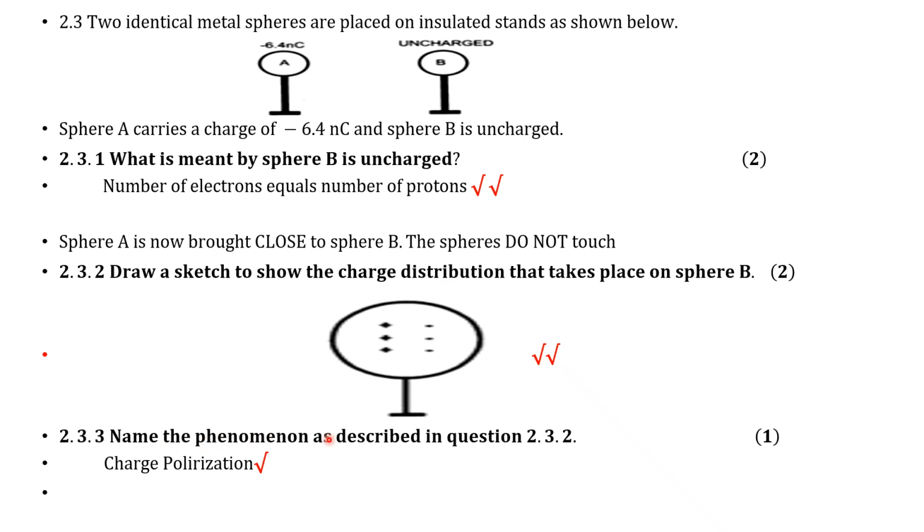The phenomenon described in this question is called charge polarization, meaning I separate the charges and create a polar item, meaning one side is positive and one side is negative. All right. We'll do it more in detail in chemistry when we look at polarity and intermolecular forces next year. All right, now let's go to the next question.